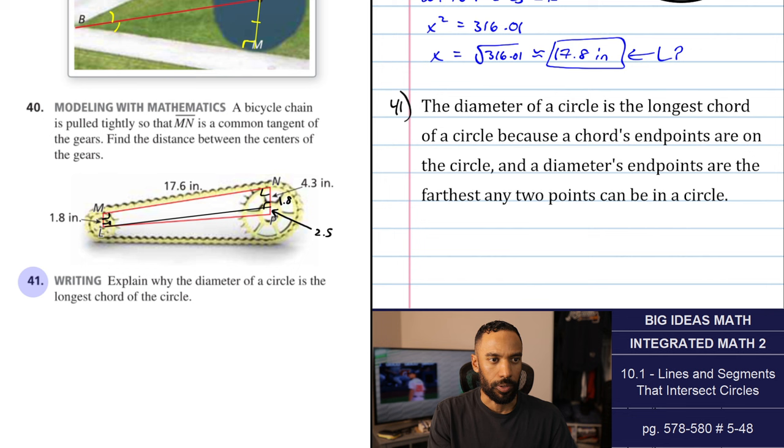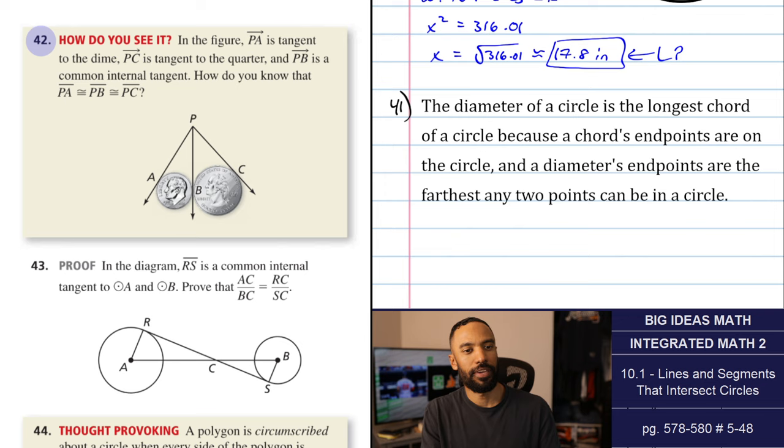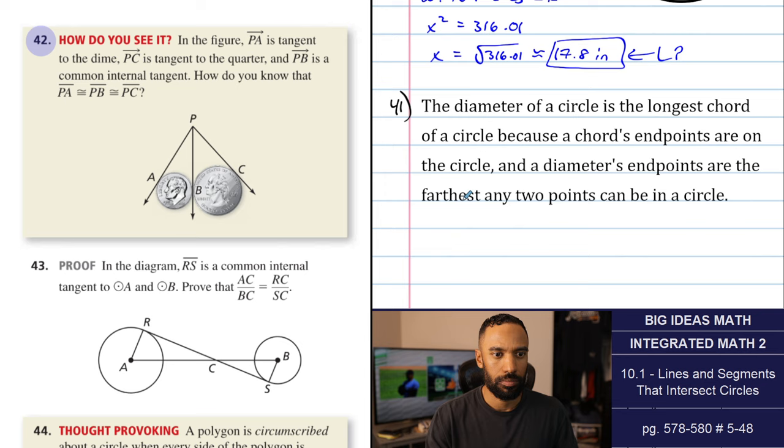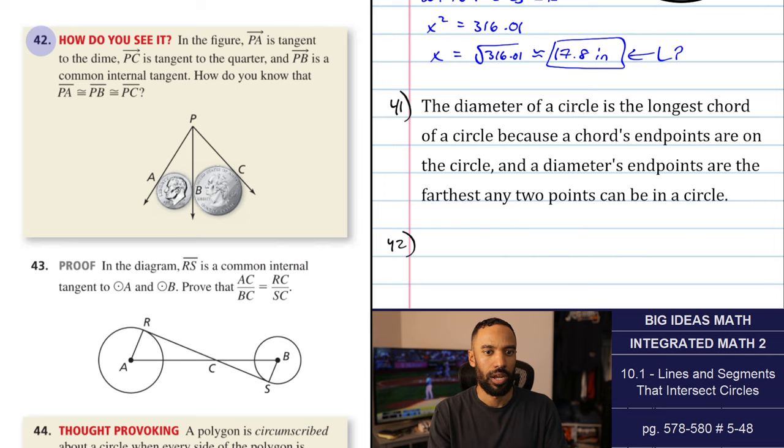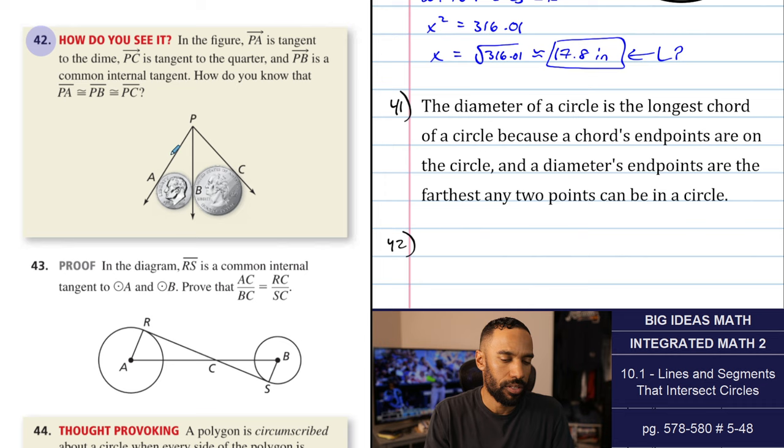That works. All right, number 42. How do you see it? In the figure, ray PA is tangent to the dime. Ray PC is tangent to the quarter. And ray PB is a common internal tangent. How do you know that these are congruent? Well, it's the theorem. So PA, these are both tangent to the dime, so those are congruent to each other. PC is congruent to PB.